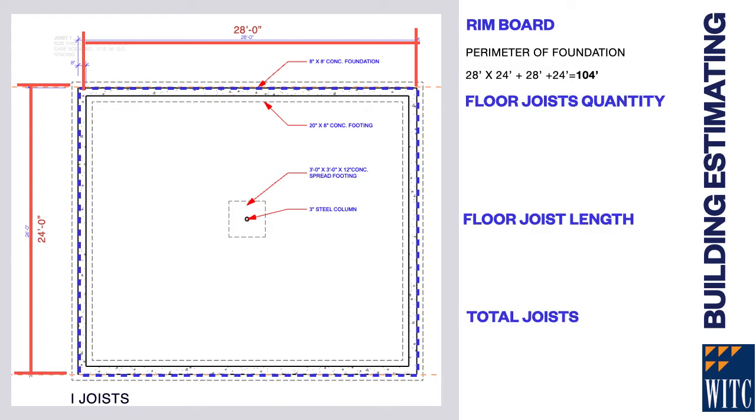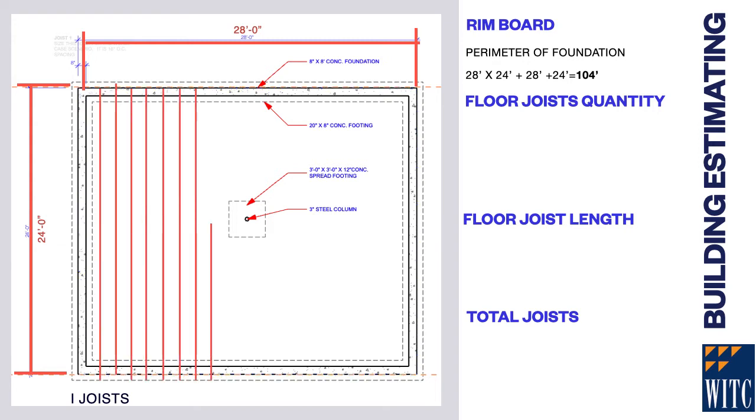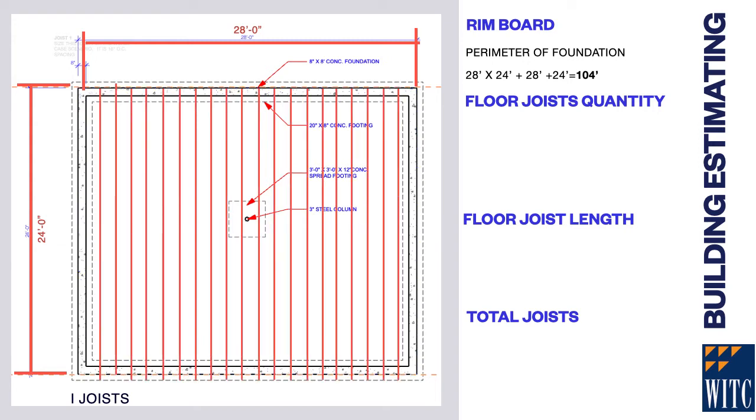The next thing we want to do is figure out our joist quantity and our joist length. In this example, our joists are 16 inches on center. How we do that is we figure the length of the wall where the joists are bearing. In this case, it's 28 foot. We're going to divide that by 16 inches because it's 16 inches on center, and that gives us 21 spaces.